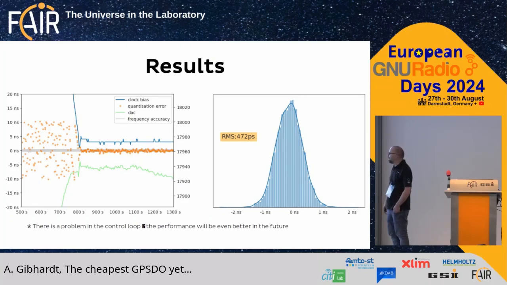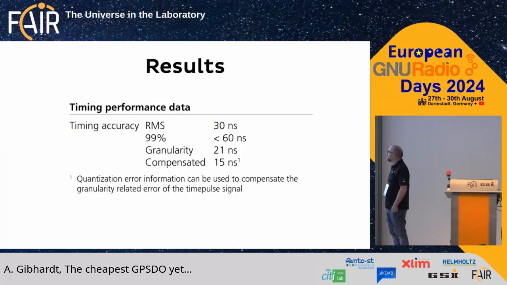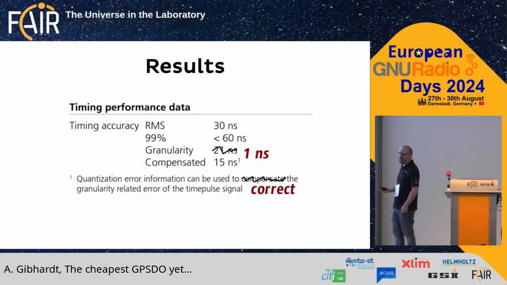And I found a bug, so that was with a broken control loop. I'm anticipating to perform even better. But this is already a 20x improvement over the data sheet. And it's actually physically correcting the quantization error instead of you having to do this later in software, which is quite nice.